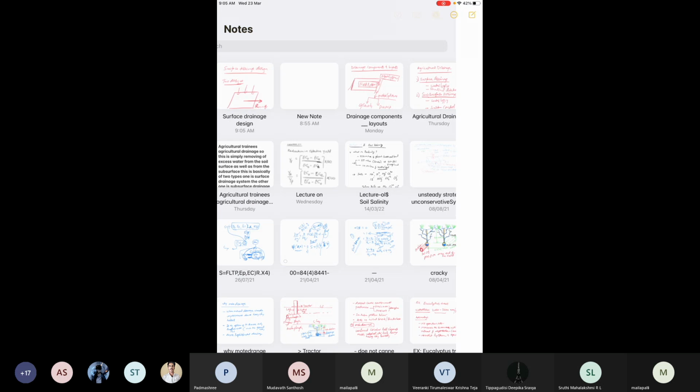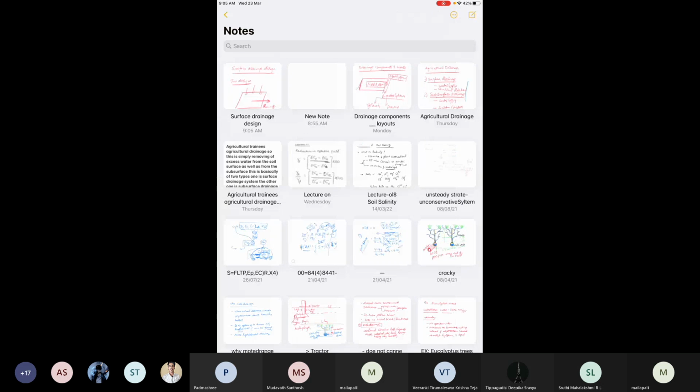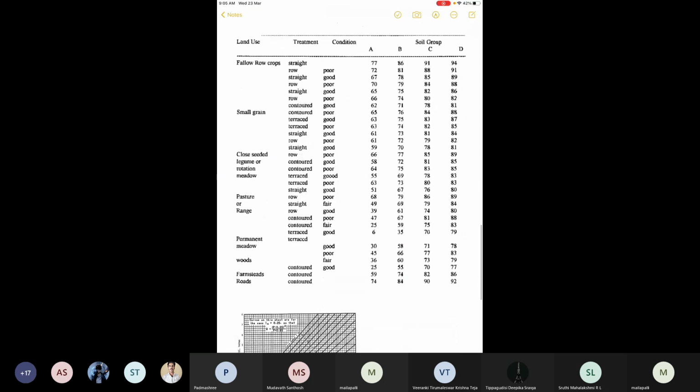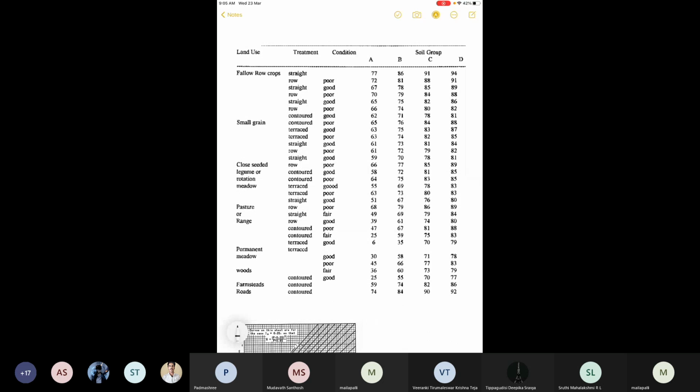So for example, if you see this table, observe the soil groups here.